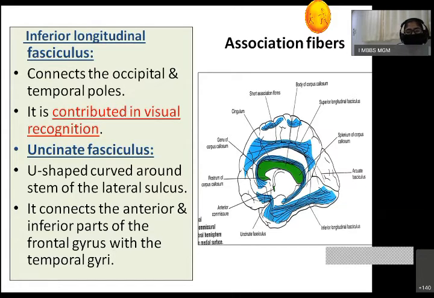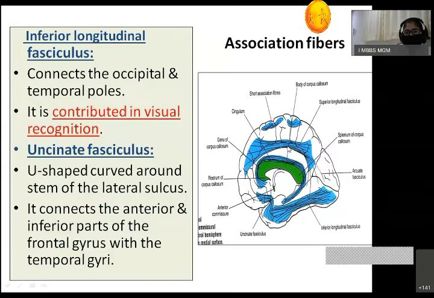The uncinate fasciculus is U-shaped. It winds or curves around the stem of the lateral sulcus, and it connects the anterior and inferior part of the frontal lobe with the temporal lobe. It basically connects parts of the limbic system.